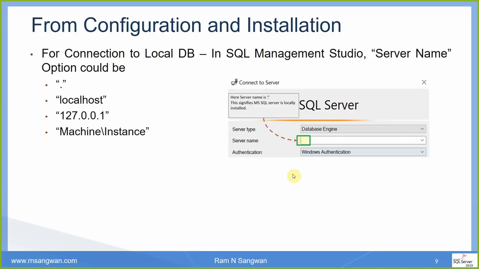From a configuration and installation perspective, for communication to a local database in Management Studio, the server name could be dot, or localhost, or the local IP address, or the machine instance. This will help local connections. This is the database engine. It can be a simple dot here, which signifies that Microsoft SQL Server is locally installed. So dot refers to the local installation.